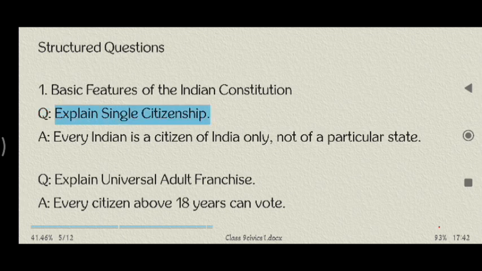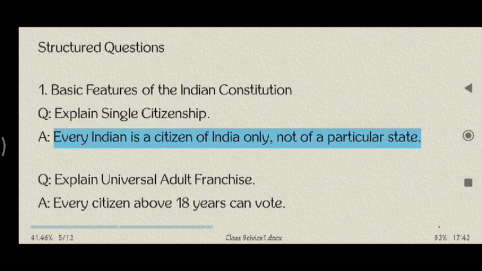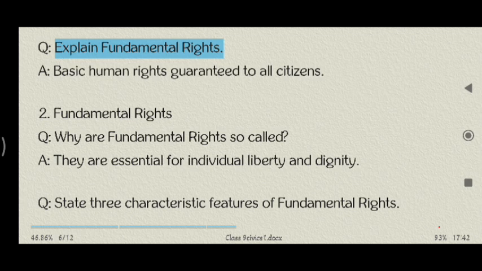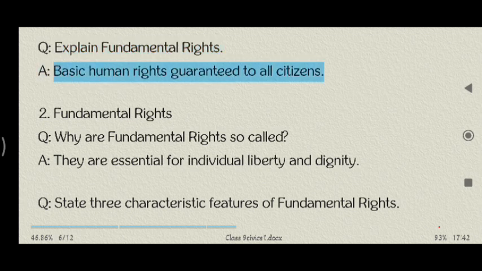Q. Explain single citizenship. A. Every Indian is a citizen of India only, not of a particular state. Q. Explain universal adult franchise. A. Every citizen above 18 years can vote. Q. Explain fundamental rights. A. Basic human rights guaranteed to all citizens.